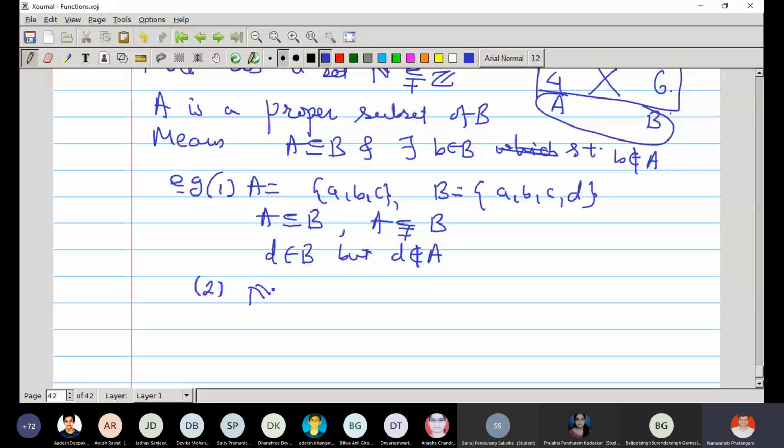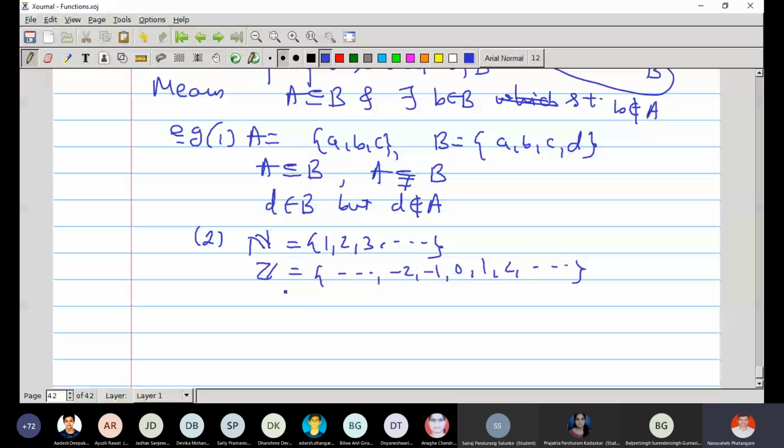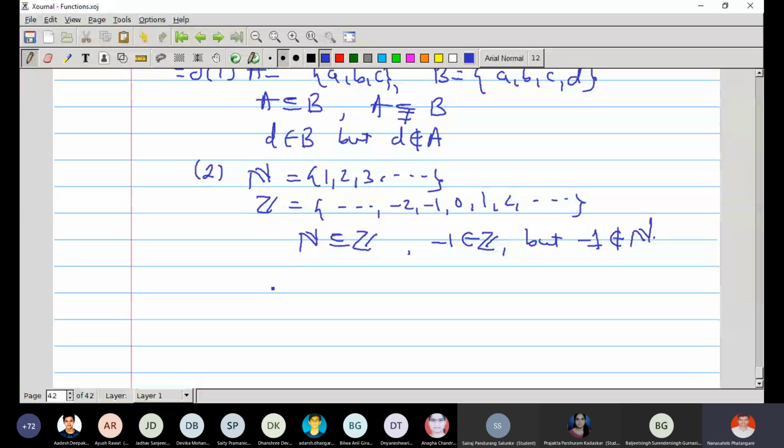If you look at natural numbers, what are natural numbers? 1, 2, 3, and so on. What are integers? All the negatives, ..., -2, -1, 0, 1, 2, and so on. If you compare these sets, natural numbers is a subset of integers, no doubt. And -1 is in integers, but -1 is not in natural numbers. Do you understand? Yes.